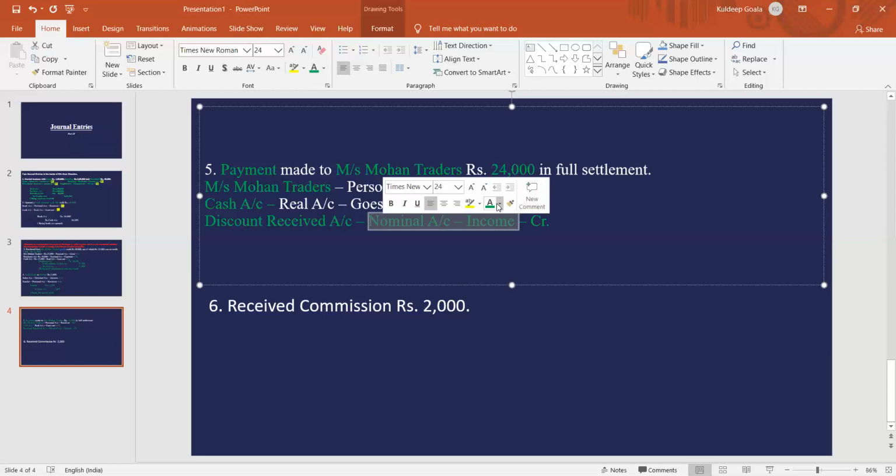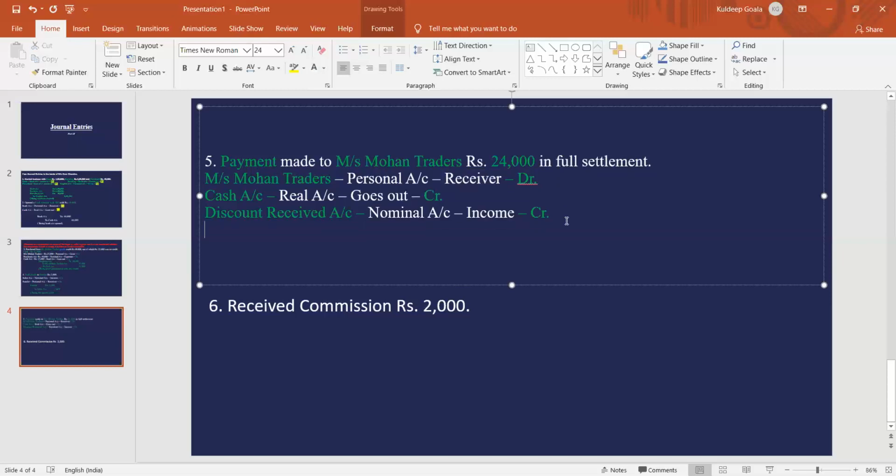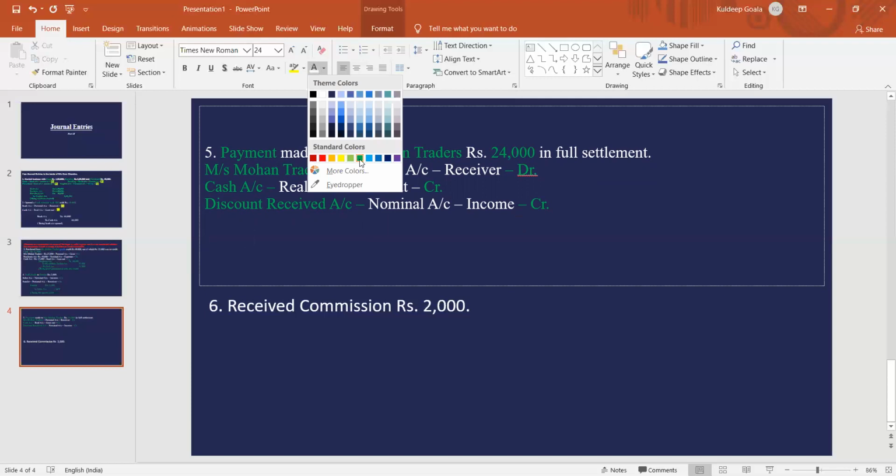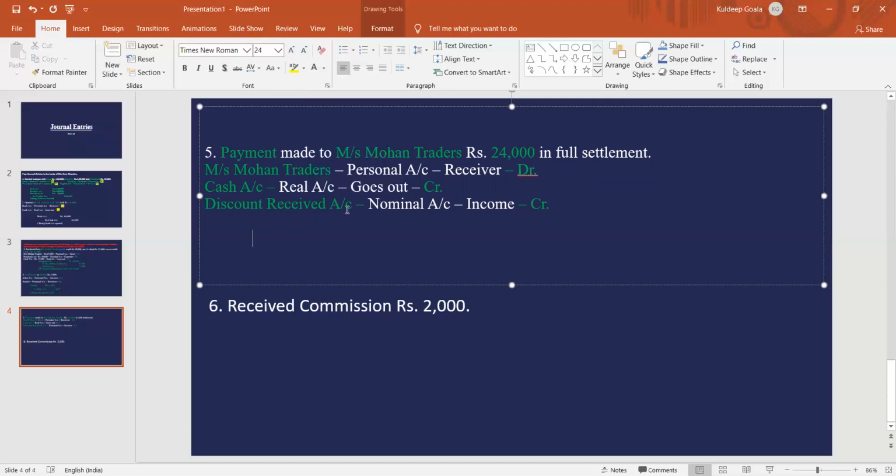Is it clear, everyone? Now this is how your transaction has put itself. Now let's find out what is the journal entry. Very simple. The transaction will be journalized as the debit one will come first. That is Messrs Mohan Traders account debit. How much?